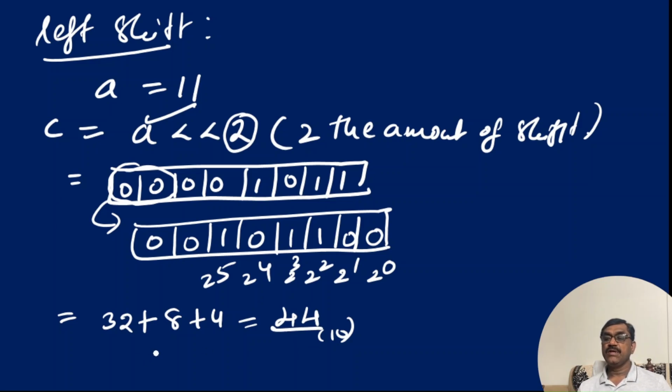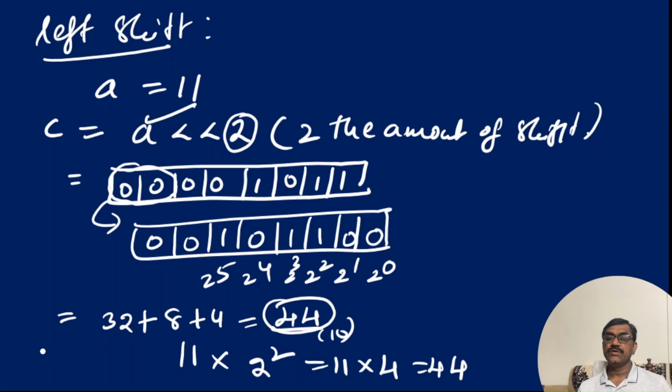The same 44 can be obtained by using the principle. A value is 11. So to get the final value, we write 11 into 2 to the power of the amount of shift, 2 to the power of 2. 11 into how many bits we are shifting? 2 bits. So you take 2 to the power of the number of bits shifted, that is 4. Total how much? 44. So to check the result, take the given number 11 and multiply by 2 to the power of the number of bits shifted. So we are getting 44. This is the way of performing left shift.